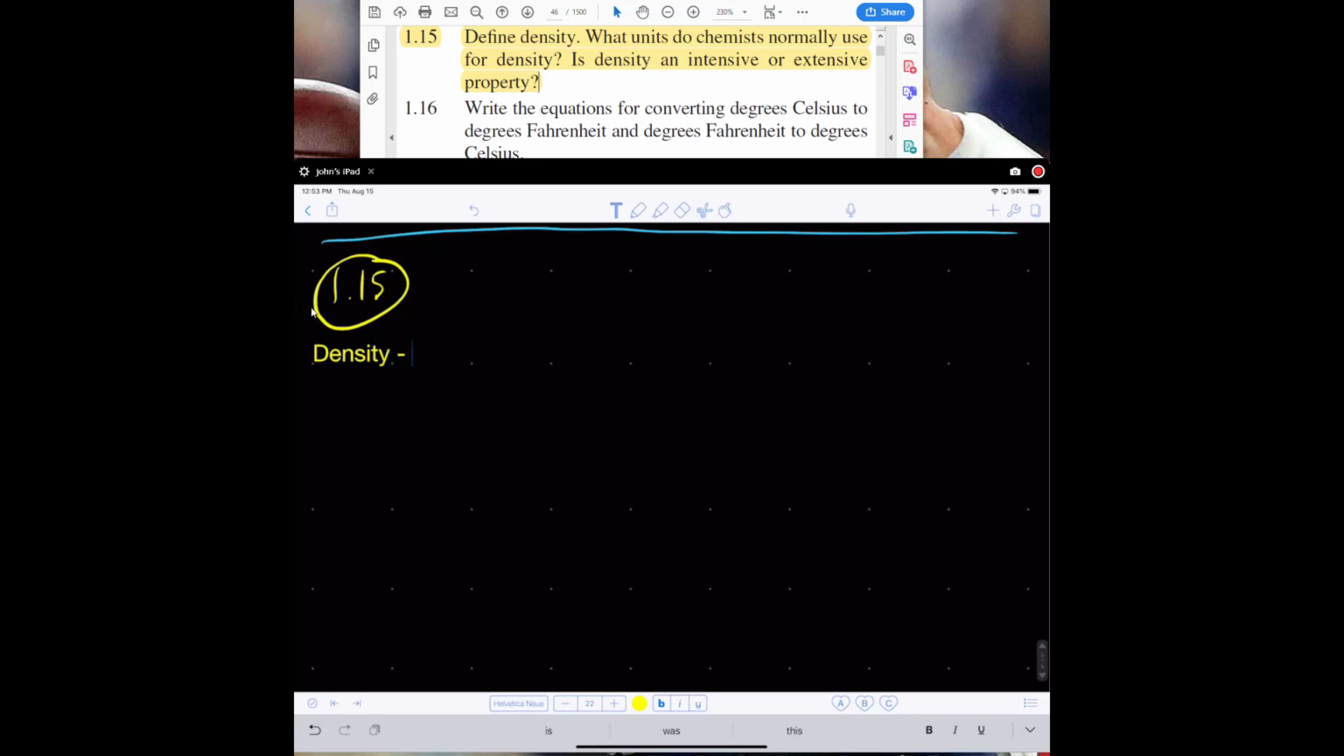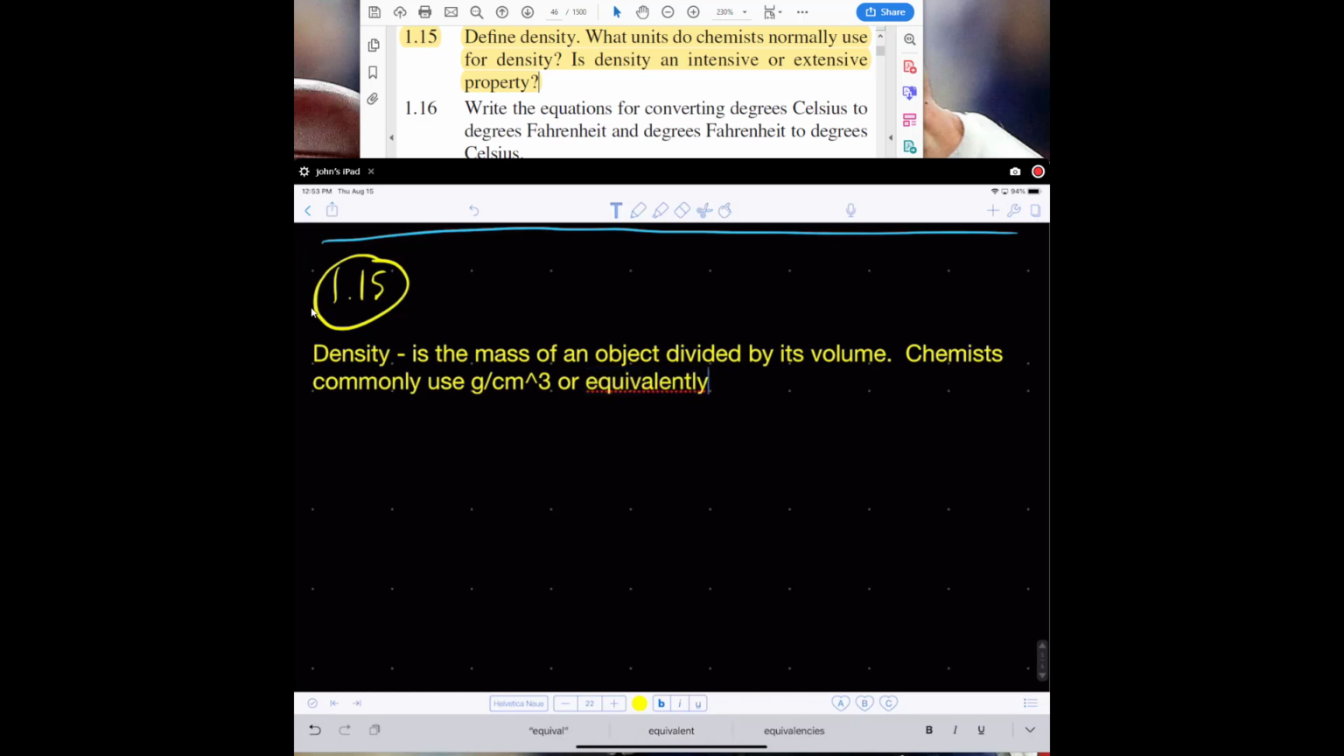Well, for me, the way I would answer this is, density is the mass of an object divided by its volume. D equals m over v. And chemists commonly use grams over centimeters cubed, right? That's common. Or, equivalently, chemists could use grams over milliliters.